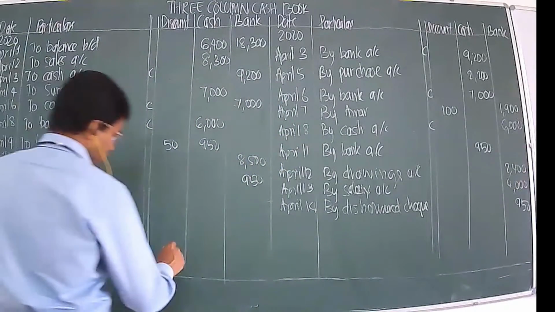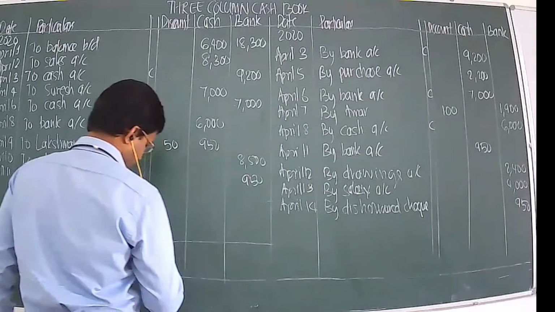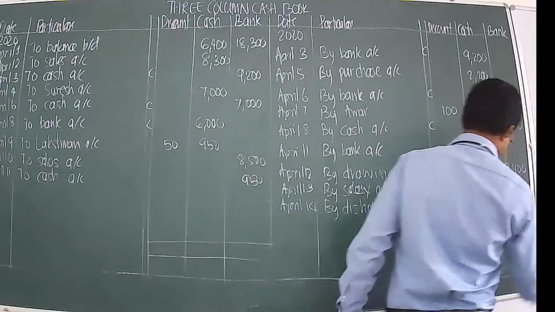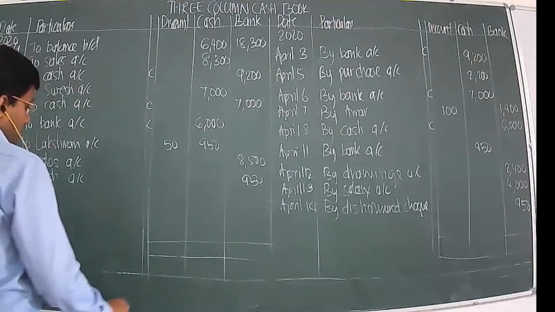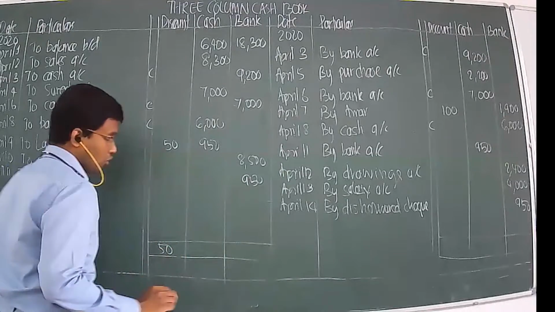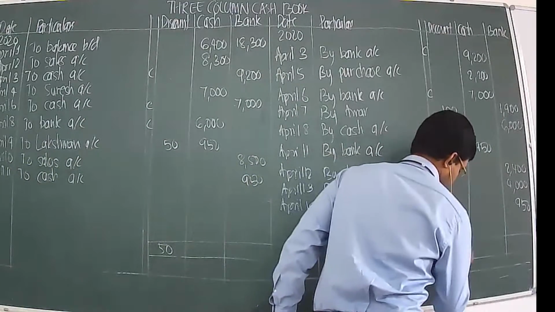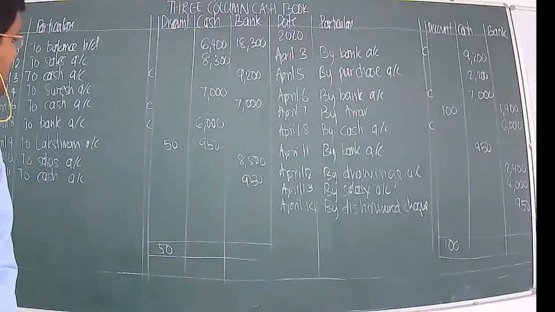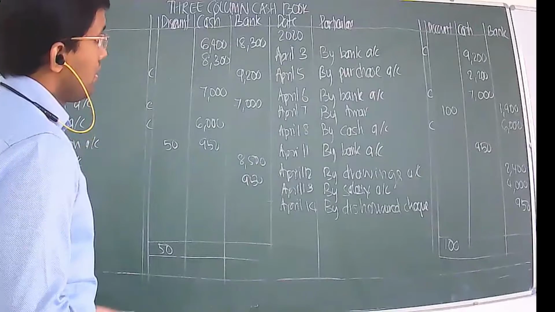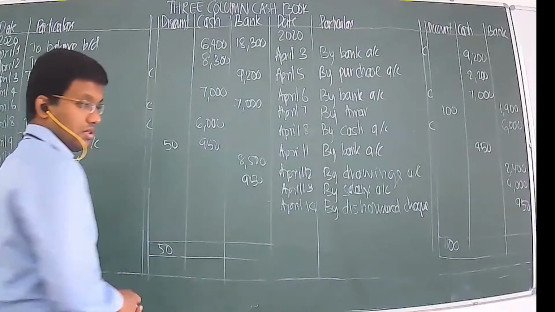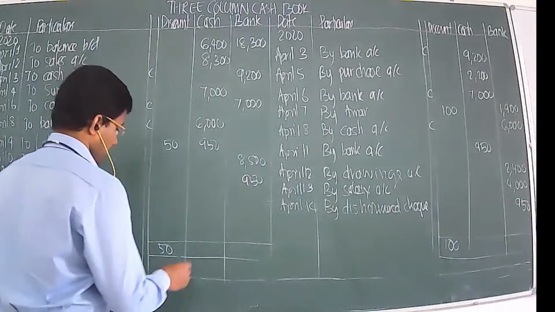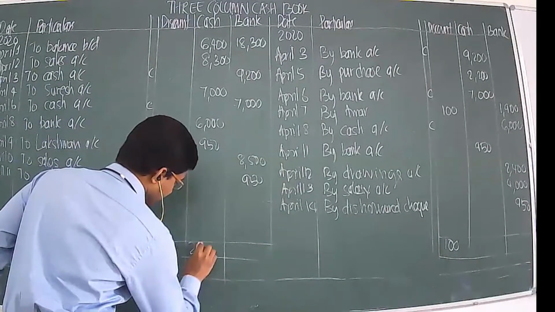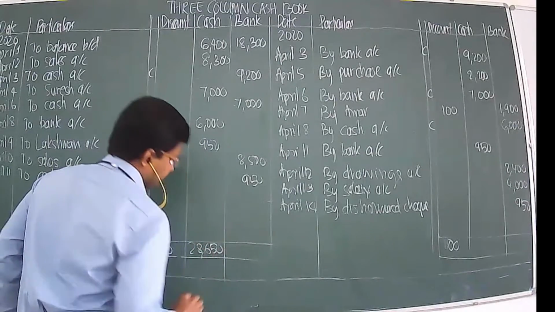Now what we have to do is balance. We have to balance this. Remember, in the discount column we just have to write the total. And I would be happy if someone can help me with the total of the cash column. Cash column will be 28,650, sir? Yes, sir. Okay.